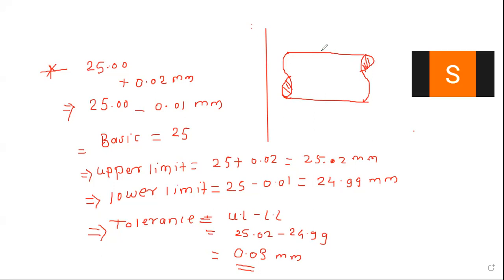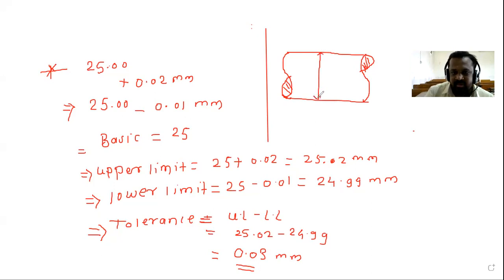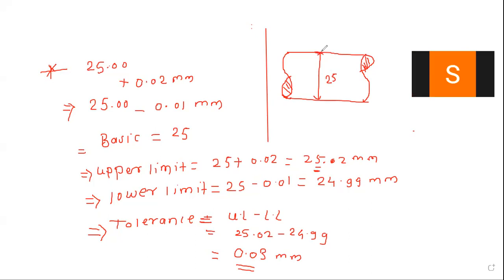25. Okay, so basic size means we can say the exact size. See, this is the basic size. But it is not possible every time, no. We are giving the limits. What is the upper limit? Upper limit is 25.02. Whether it is upper or below, this is the exact. This is called as the basic line.